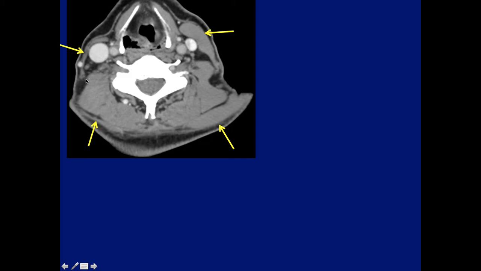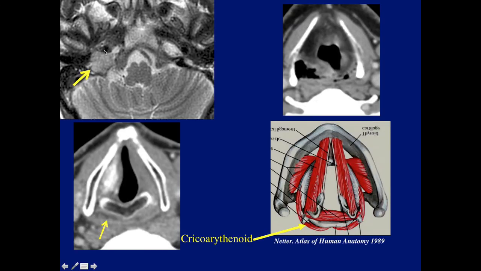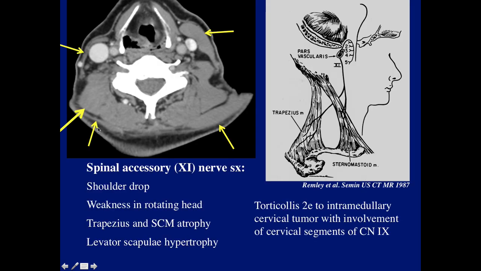So again, this was a proximal lesion. Remember, I showed you going way back that this was the lesion in the jugular foramen. So it involved all the nerves, the 10th and also the 11th nerve, by affecting these muscles. So again, when we have spinal accessory nerve symptoms, you'll end up with a shoulder droop, weakness in rotating the head. You'll have trapezius and sternocleidomastoid atrophy, and you have levator scapulae hypertrophy, as we can see here.